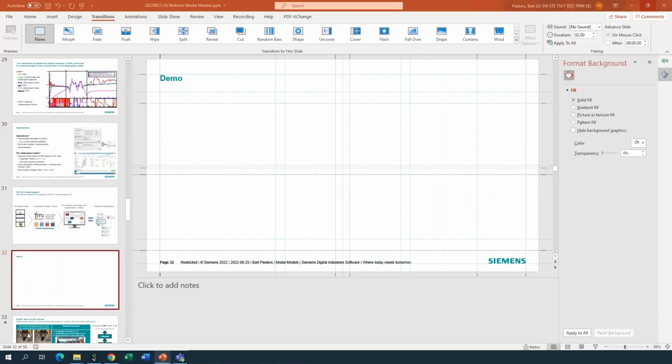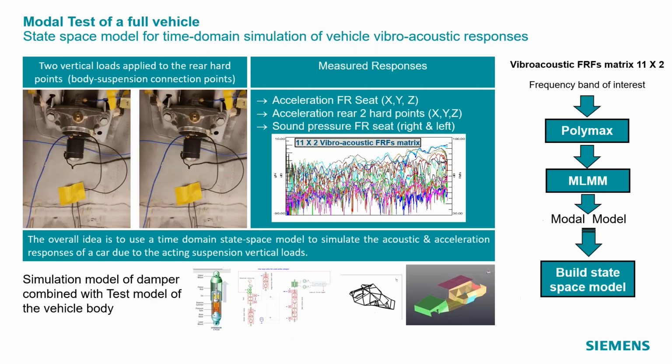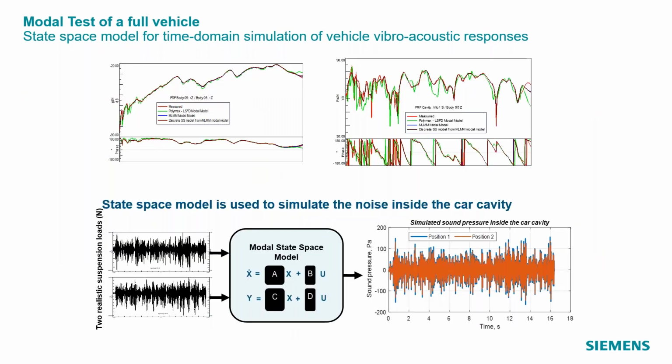Okay, so if I go now to the final slides. Again, this example I explained, we also ran that, and that's what you see here. So we have a very good model of the data. We put it in a state space form, and now if we take the damper loads, the shock absorber forces, we can excite our model with these dampers, and we can calculate, for instance, here the sound pressure inside the cavity of the car by using this state space model.